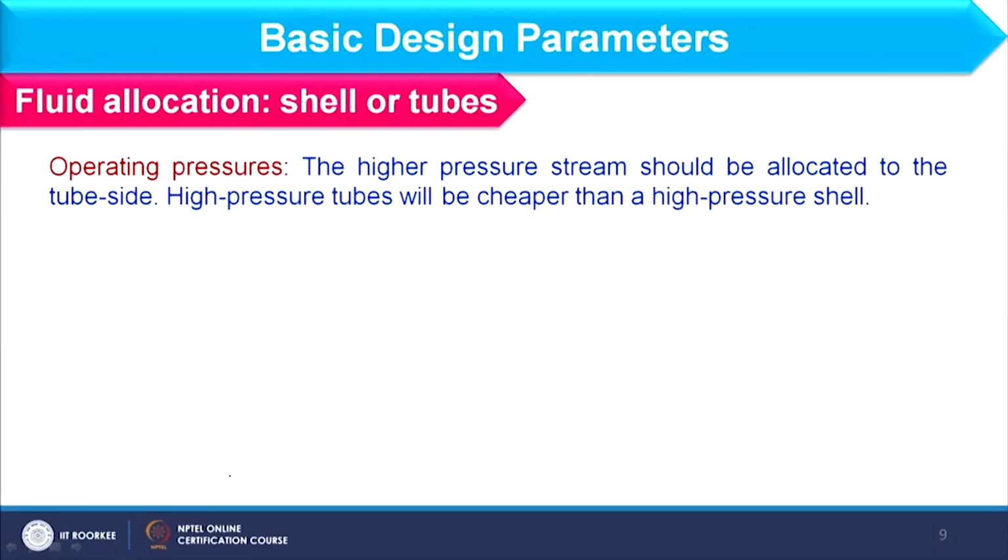Similarly, high operating pressure should be allocated to tube side, because a high pressure shell is very costly in comparison to a high pressure tube. In the same line as I have just explained, because pressure is constant, thickness will be directly proportional to the diameter, and shell diameter is very large in comparison to tube diameter. So, high operating pressure should be allocated to tube side.